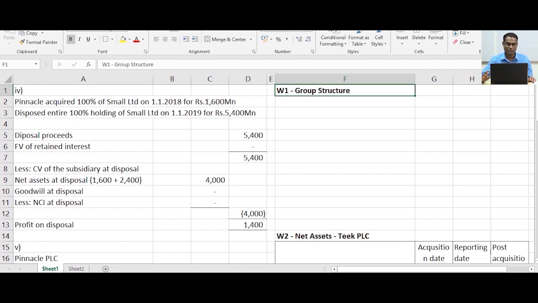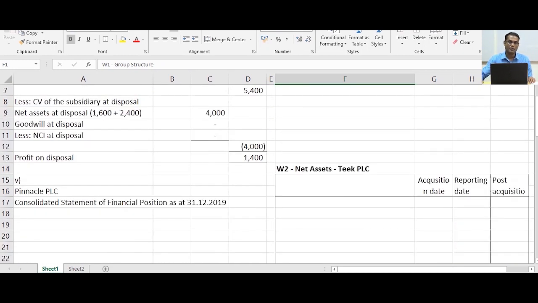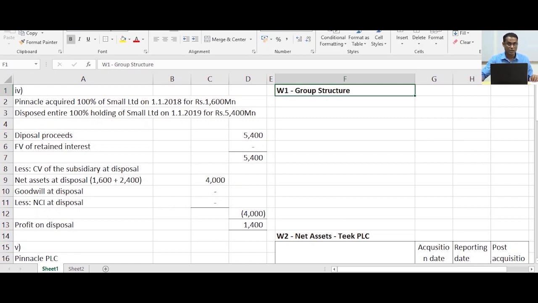So I have the structure. After having the structure, the first thing that you need to do is find out the group structure. Okay, so that is to complete working number 1. So once you read the question, we realize the group structure. I am not going to rewrite the group structure for Small Limited, because I have already shown it when I was doing Roman number 4, or part 4 of the question.